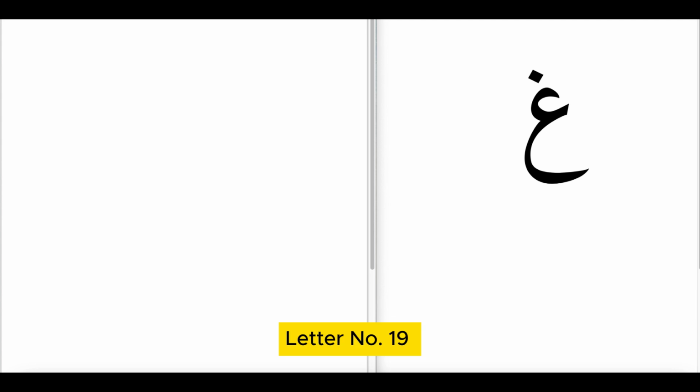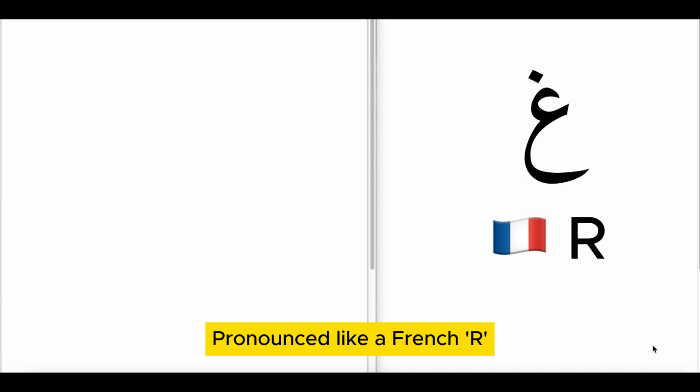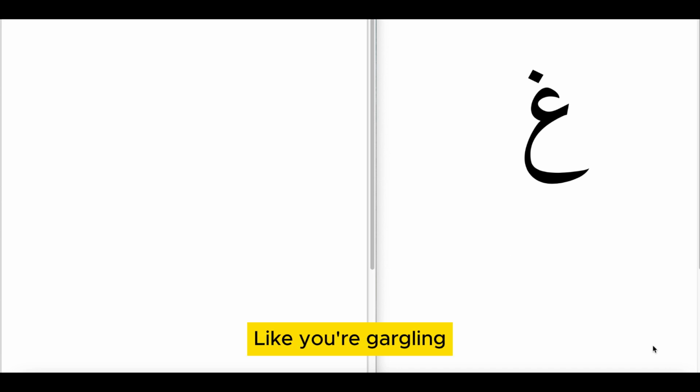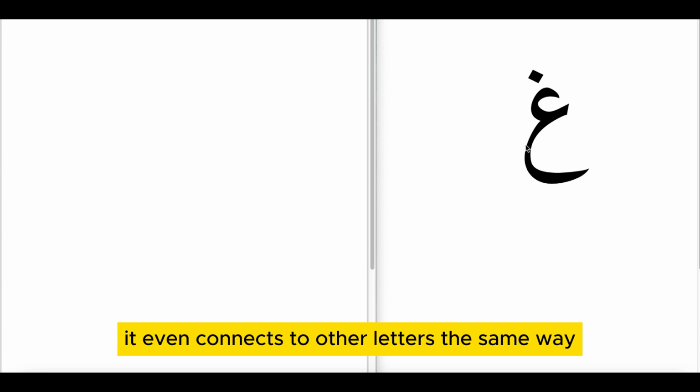Letter number 19. Ghain. Pronounced like a French R, ra. Or like you're gargling. It looks exactly like Ain, except with a dot above it. Actually, it even connects to other letters in the same way.